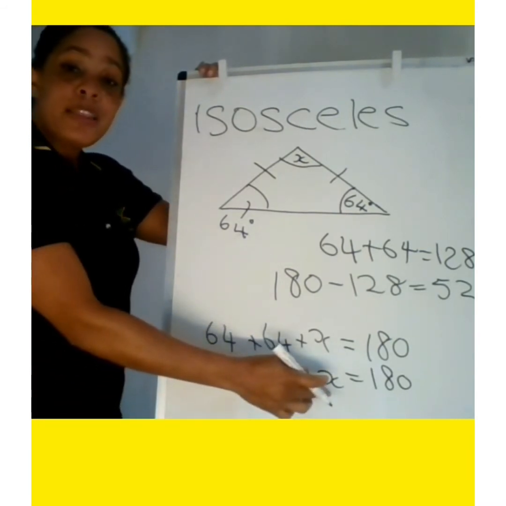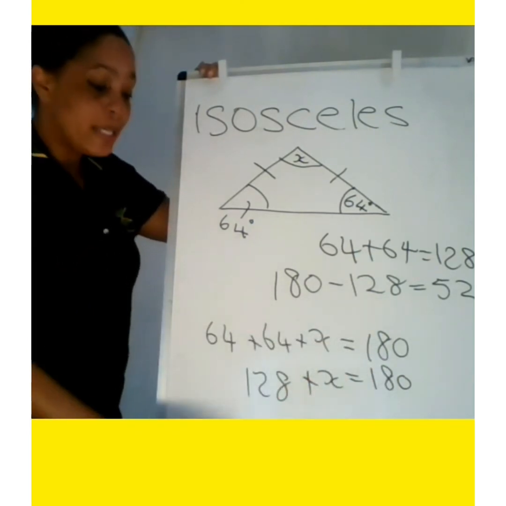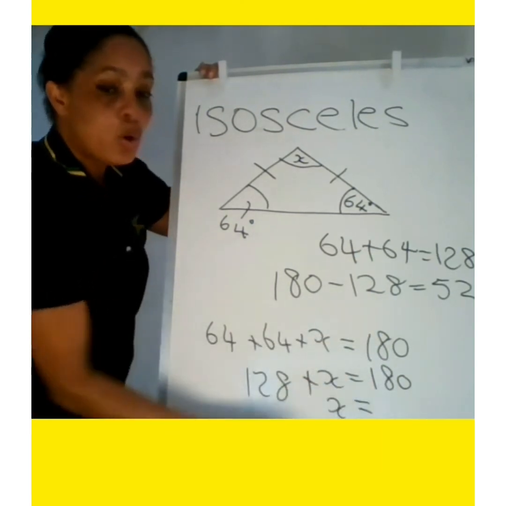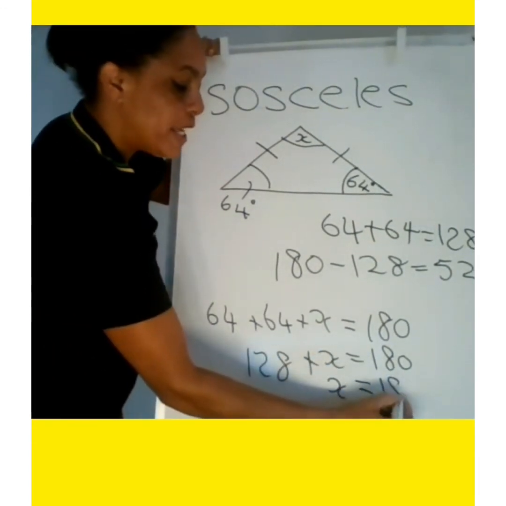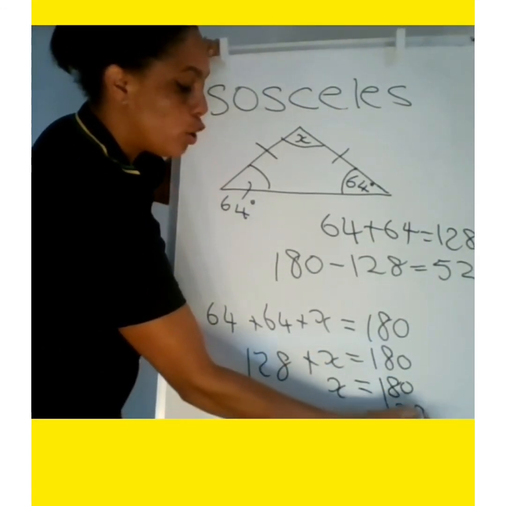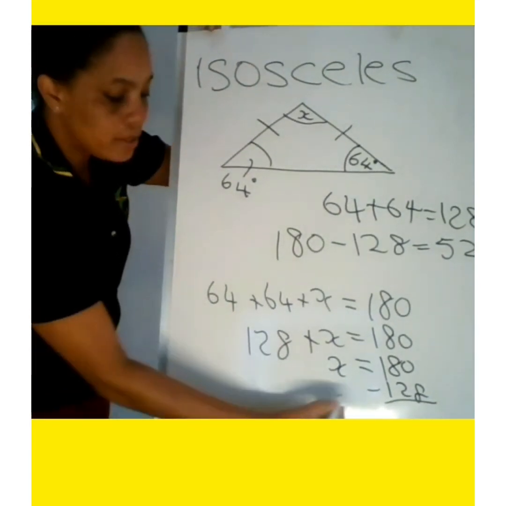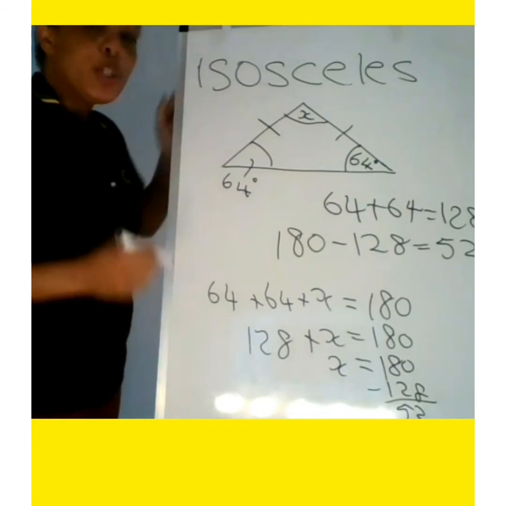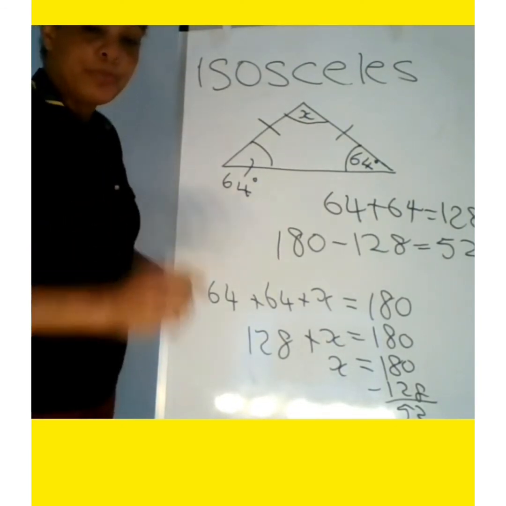Now, how are we going to find this x? We're going to take away 128 from 180. So we say x equals 180 take away 128. And we're going to be left with our answer there as 52. So any one of those methods we use to work it, we'll get the answer for that one.